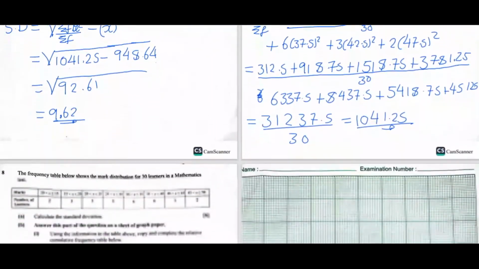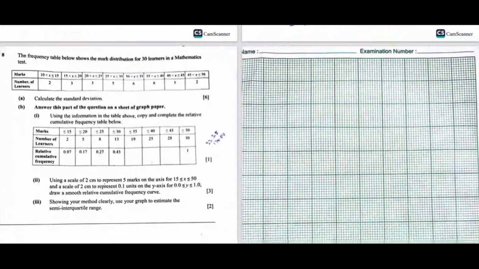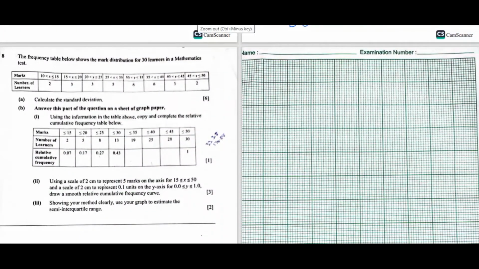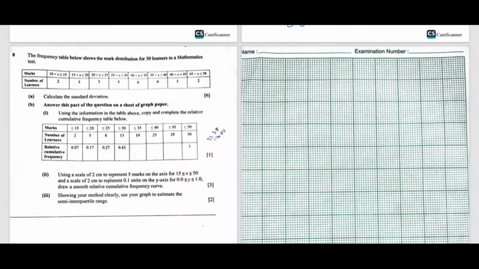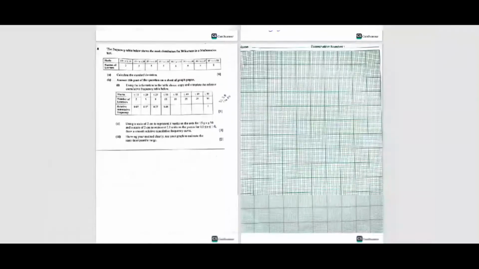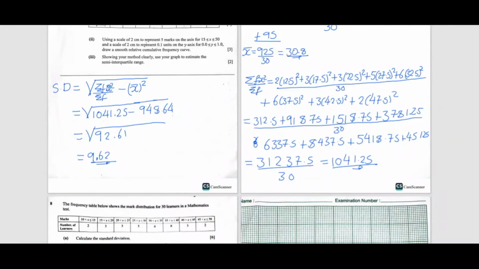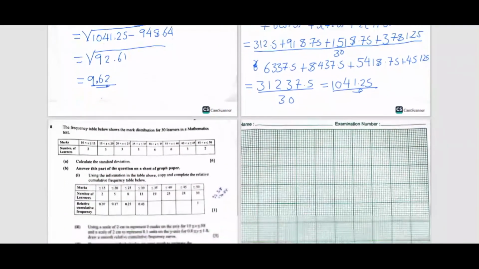Now let's move on to question B. For question B, we are dealing with a graph here. So the question is, using the information in the table above, copy and complete the relative cumulative frequency table. So now how do we complete here?